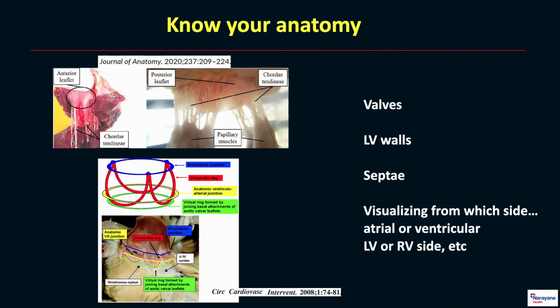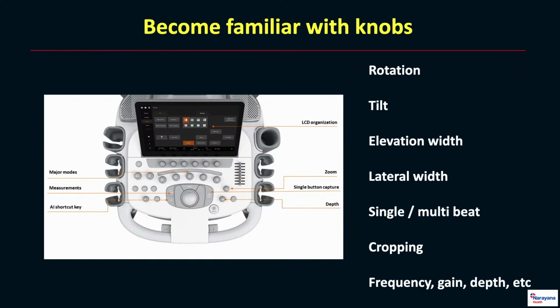And very importantly, spend time on the anatomy. Unless you understand the anatomy, you have to go back to the anatomical books, and each one of the structures has got its own anatomy. If you don't know the anatomy, then you won't know what you're looking for and what you're seeing. So it's going to be a big problem. Whether it is the valve or the wall or septum, whatever it is, and from which side, know your anatomy, very, very important.